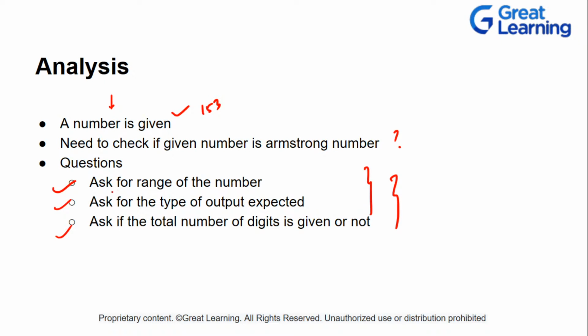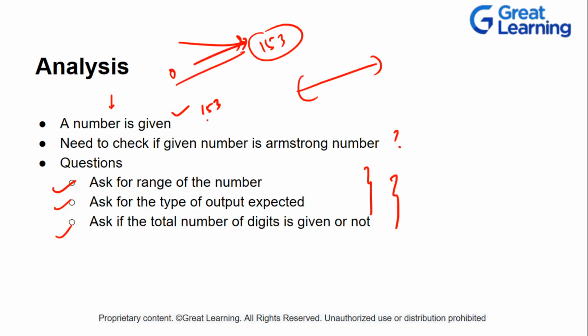Okay, so I can ask for a range of numbers, right? So let's suppose 153 is there. I will say give me all the numbers which are Armstrong numbers from 0 to 153. This is one question that can be asked. Ask the type of output expected, right? What is the type of output that can be expected? Right now I'm saying yes or no, either true or false. Am I supposed to say true or false, that this number is an Armstrong number? These are the questions, right?